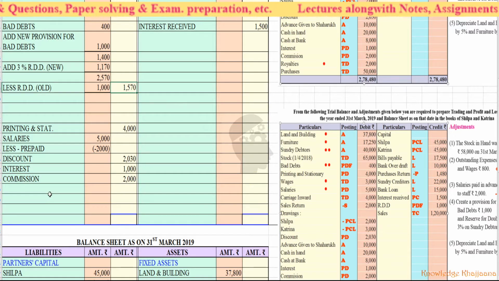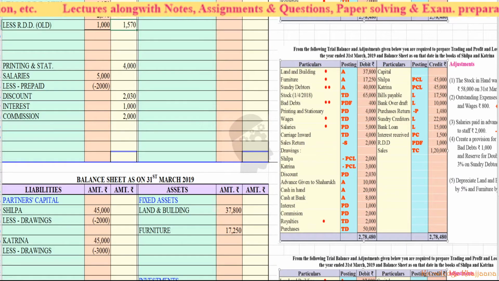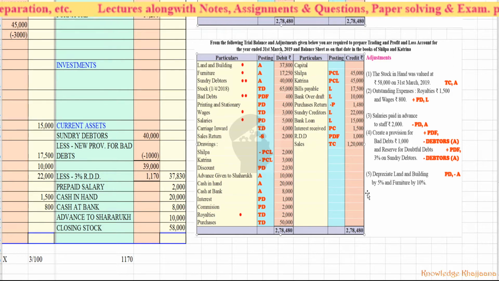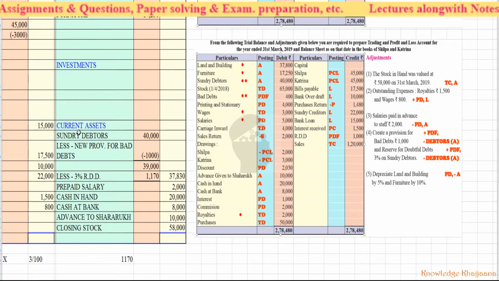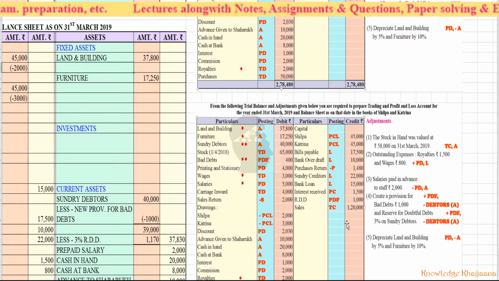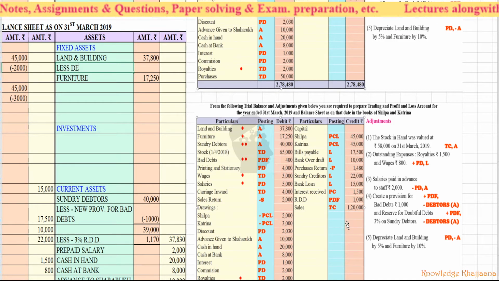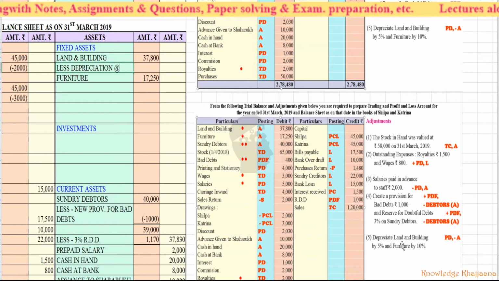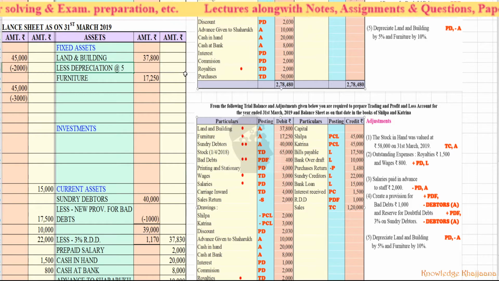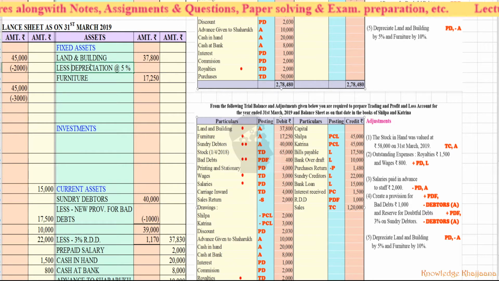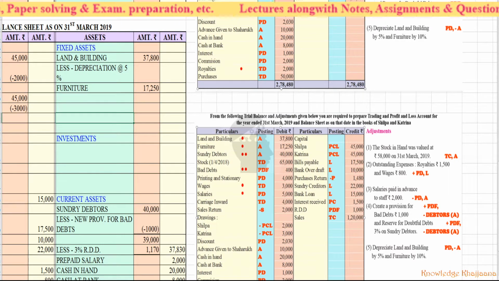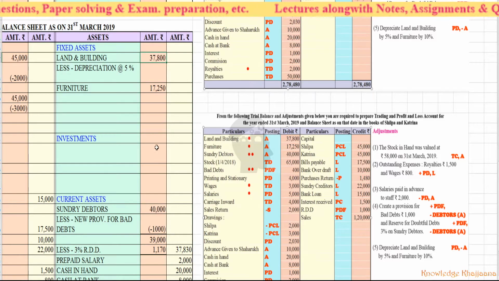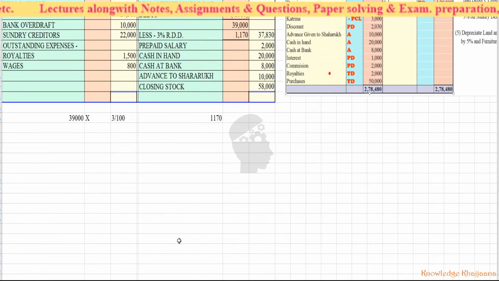Then depreciate land and building by 5% and furniture by 10%. First of all, we write the land and building, right? Less depreciation at the rate of 5% on land and building. Okay. See how we can calculate the depreciation by 5%. See, what is the value of land and building? Rupees 37,800, right? So we'll write one working note over here.